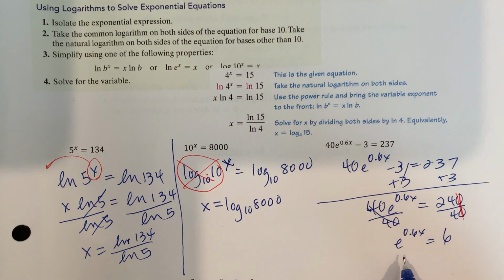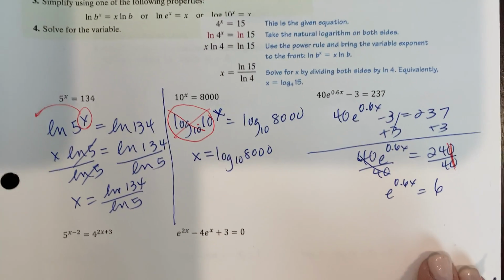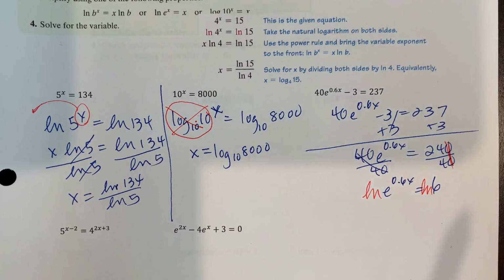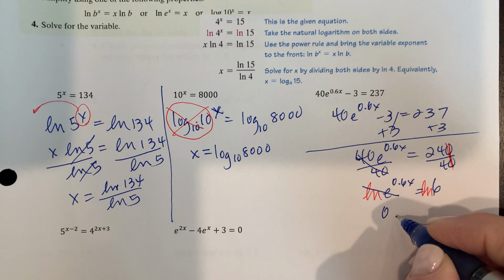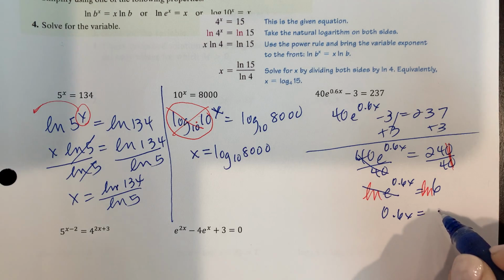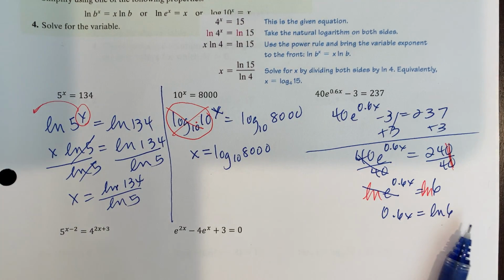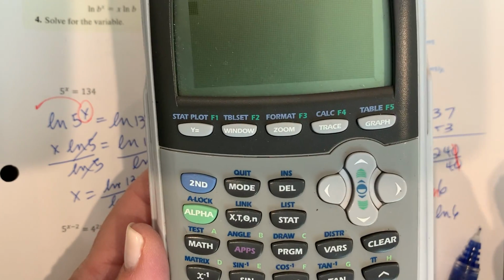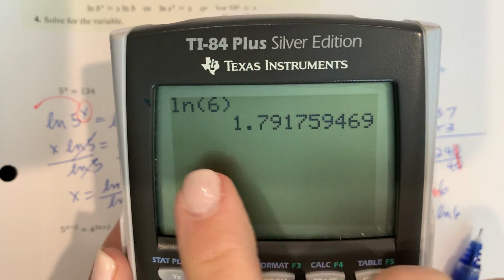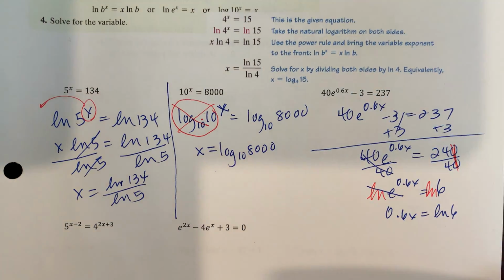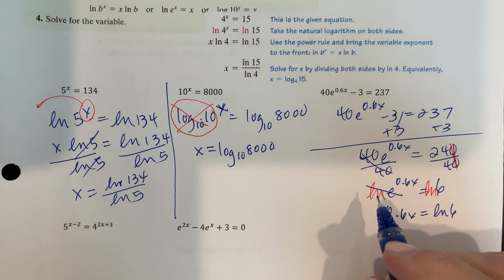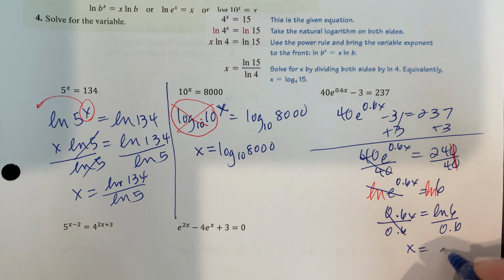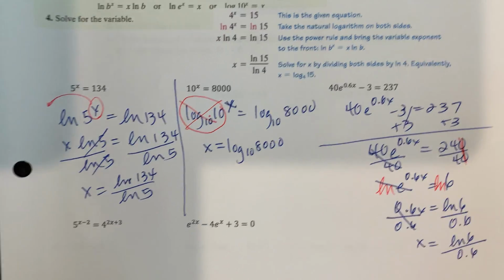So now what I have left is e, and the thing that is going to cancel e is ln. So if I do an ln on both sides, that's going to cancel and bring the 0.6x down on level, and then ln 6 would be, you can type it in, ln of 6 has a value. There's no reason to write that whole thing down. We're just going to leave it as ln 6. And then divide by 0.6. So then x equals ln 6 divided by 0.6.